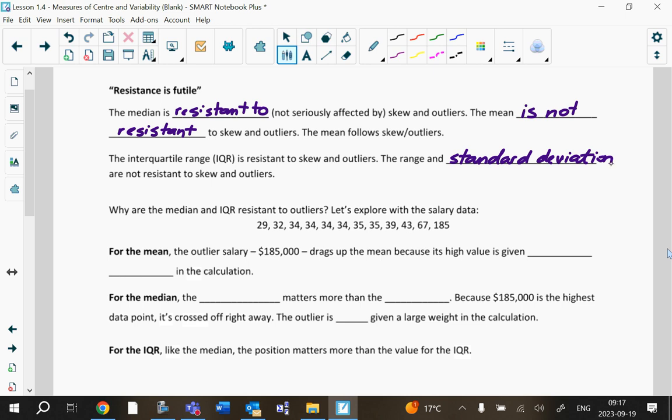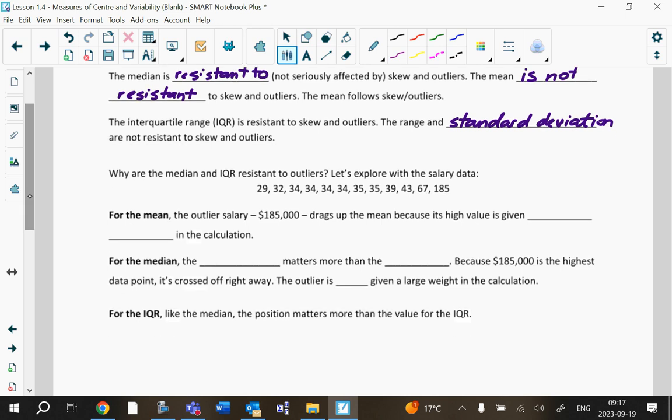And going back to our original example, I've taken all the salaries and put them in ascending order, okay? We've got that really high salary of 185,000. That's going to drag up the mean because its high value is given more weight in the calculation. Whereas in the median, the position matters more than the values or the weight.